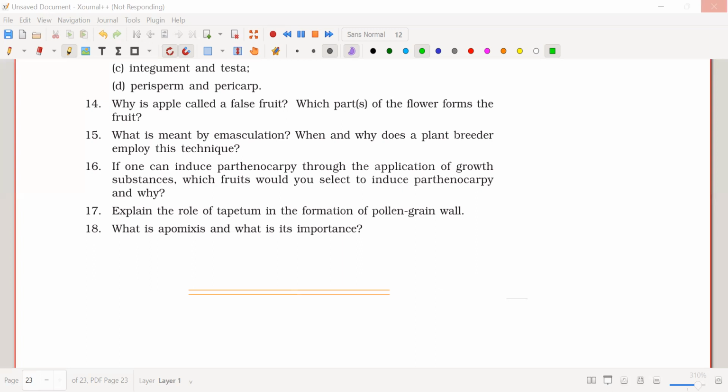Human reproduction. As you're aware, humans are sexually reproducing and viviparous. What is viviparous? The reproductive events in humans include formation of gametes, gametogenesis, sperm in males and ovum in females. So gametogenesis branches into two parts. One is spermatogenesis, one is oogenesis. Spermatogenesis, formation of sperms, oogenesis, formation of ovum.